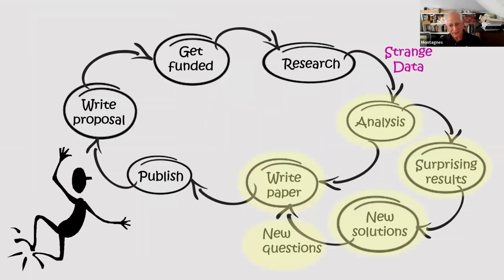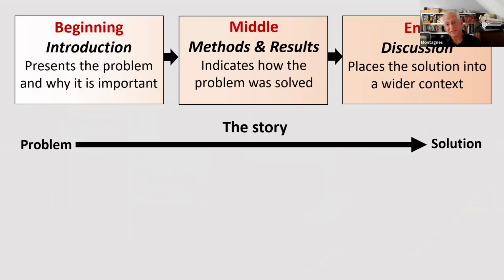So what I've hopefully done there, with lots of little bits of sidelines and information, is shown you how when you get strange data, you can analyze it to get surprising results, interesting results, get new solutions. You have new questions and you can write a paper and publish it. In other words, classically and as undergraduates, we're taught that a scientific paper has a beginning, which is the introduction, a middle, the methods and results, and an end, the discussion. And we've written that as a problem to solution, and we followed the IMRAD structure, and that's the story.